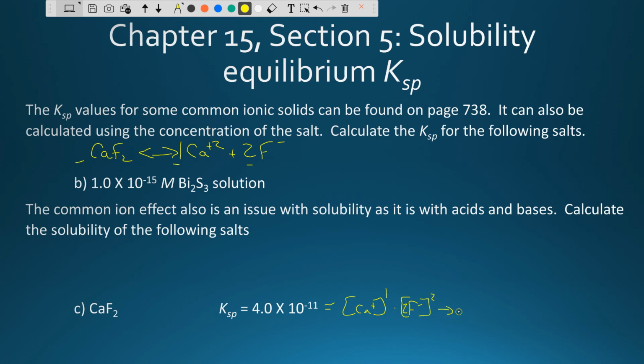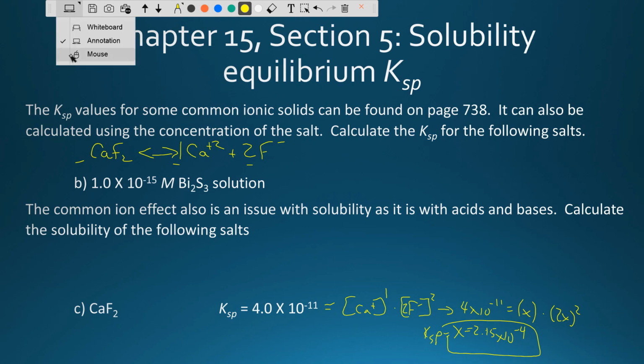Okay, so that will equal then 4 times 10 to the negative 11 is going to equal x to the first power, times 2x squared. That's my fluoride. And so this will equal 4x squared, and so that'd be 4x cubed. And I can solve it that way. 4x cubed, my x ends up being 2.15 times 10 to the negative 4. I divide both sides by 4, and then I take the cube root. So 2.15 times 10 to the negative 4 is my solubility.